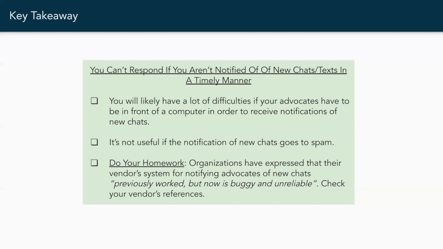And then finally, the last thing we'll say about this is do your homework. Organizations have expressed that their vendor system for notifying advocates about new chats previously worked, but is now buggy and unreliable. So please check your vendor's references.